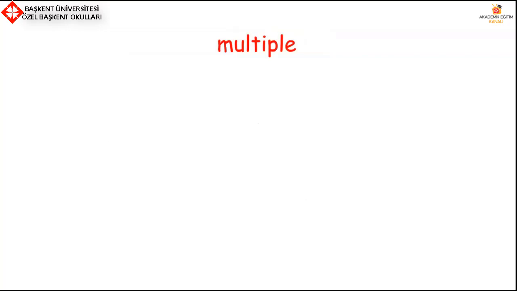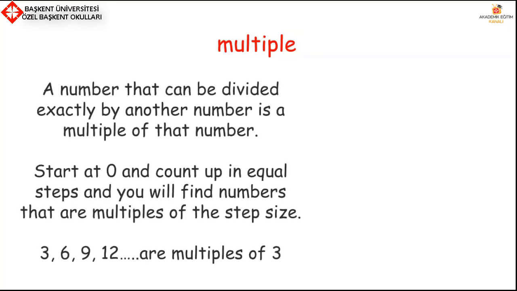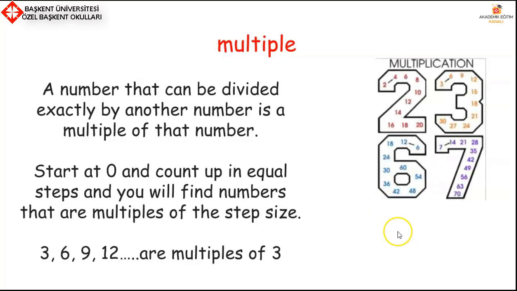So the vocabulary that you need to know: a multiple. What is a multiple? It's a number that can be divided exactly by another number. For example, 0, 2, 4, 6, 8, 10 are all multiples of 2. 3, 6, 9, 12 and so on are all multiples of 3. 5, 10, 15, 20, 25 are all multiples of 5.